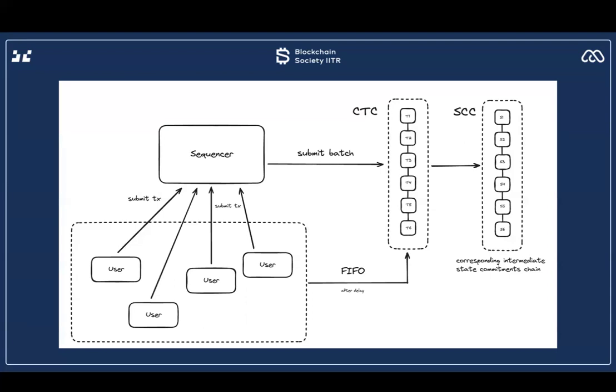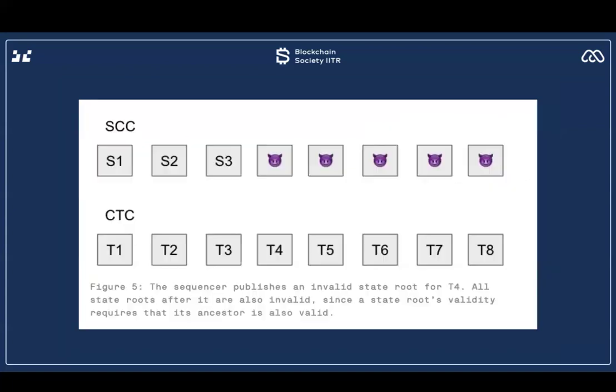and how the block structure of Optimism works. So now that we are armed with that knowledge, let's look into how fraud proofs exactly work. So let's say that there is a CTC with T1 to T8, and there is a state transition, and there are a bunch of states for that.